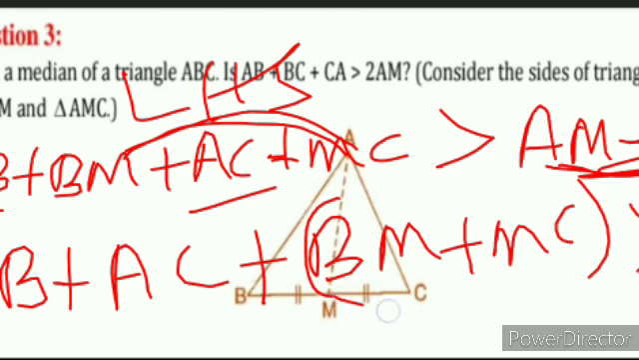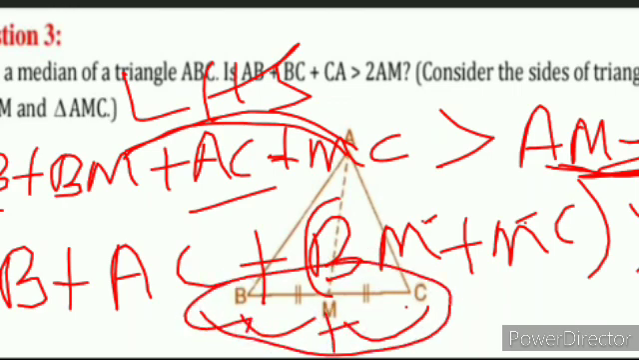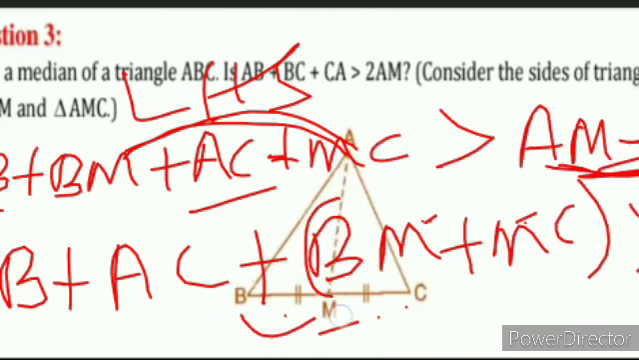Now, why did I put these 2 terms, these 2 sides, in a bracket? Because they have the common vertex M. BM plus MC. Look at the figure. BM and MC. In the figure, if we add BM and MC, what will we get? We will get the whole side BC. BM is one part, MC is one part. If we join the 2 parts, we get one side BC. Yes, that is what I am going to write now.